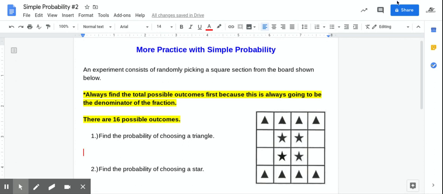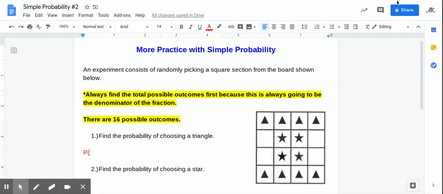Okay, now we're going to start to find individual probabilities. Number 1 says, find the probability of choosing a triangle. Just notation-wise, guys, instead of having to write, the probability of choosing a triangle is, that's a lot of words. And I tell you guys all the time, mathematicians are probably the laziest people on the planet. So we use this simple notation, which is capital P for probability, parentheses, and then inside the parentheses, we write what we're finding the probability of.